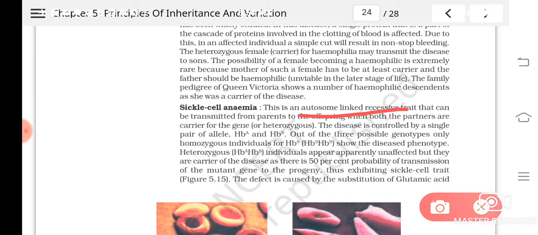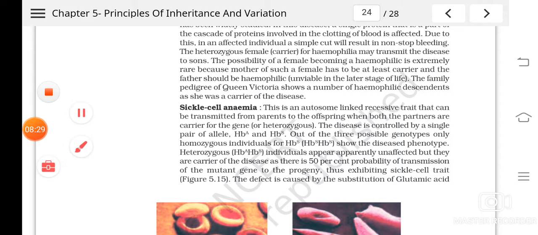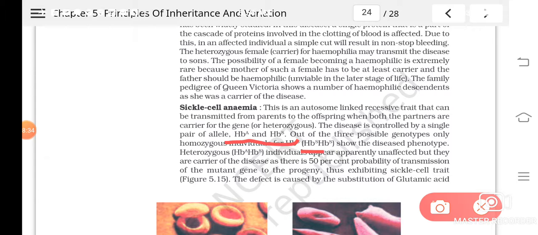And here you can see there are three types of genotypes. HBA HBS will be the carrier. HBA HBA will be normal, and HBS HBS shows the diseased phenotype. I told you it's a recessive type of trait. So if these two alleles are recessive, then only the disease will be shown.